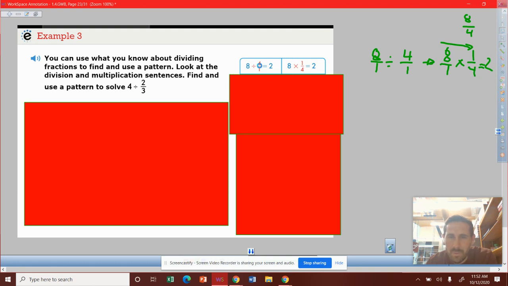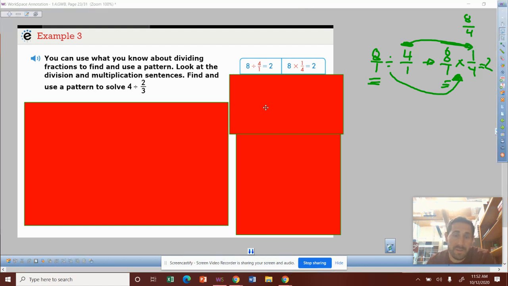So do you notice a pattern? What happened to this first term, the 8 over 1? Did it change? What happened to the division sign? It turned into multiplication. And then what happened to this other fraction? 4 over 1 turned into 1 over 4. Let's see if that pattern holds true, or if there is a pattern to be found there.